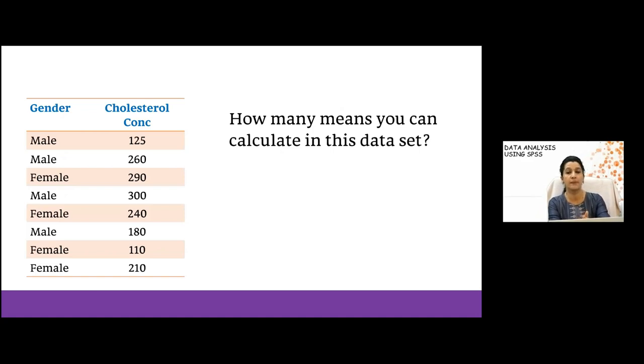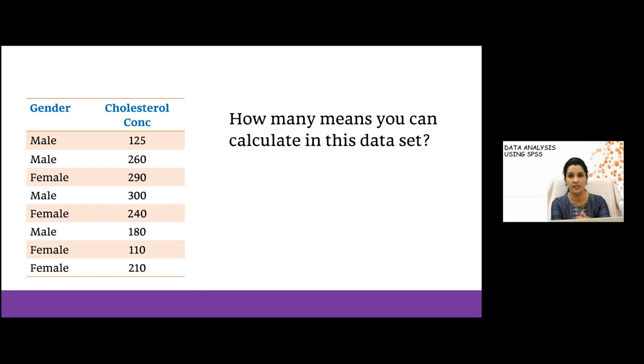So now in this case, coming to the mean. How many means can you calculate in this data set? Kindly see this for a few seconds, and it is requested from all of you, whosoever is attending, kindly write that number of means in the chat box. So Praveen is writing 2. So that 2 will be maybe male and female. That's what you are writing.